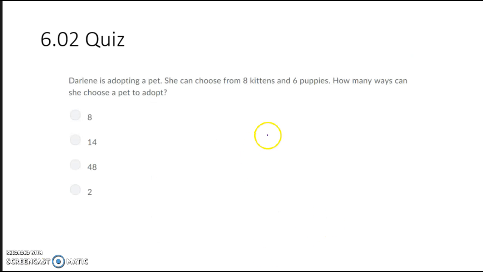The next one I wanted to look at is Darlene is adopting a pet. She can choose from 8 kittens and 6 puppies. How many ways can she choose a pet to adopt? Now this one you have to be careful on because we do a lot of these where we're multiplying, but she's only choosing 1 pet. So she's choosing 1 out of a total of 14 combined kittens and puppies. There are 14 ways she can choose a pet to adopt.